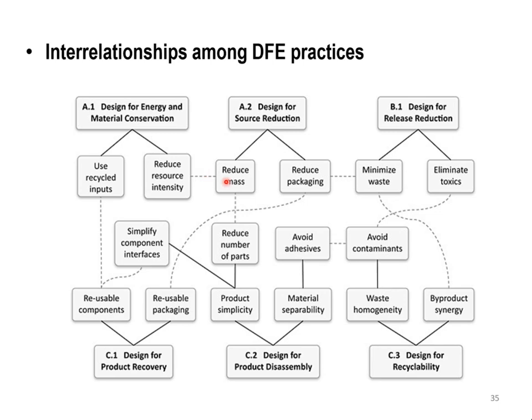So, for example, each one of these sections is going to be linked to the others in one way or another. Like, for example, the A1 is going to be about the use of recycled input and the reduction of the resource intensity. So the use of recycled input can be simply linked to design for the product recovery by choosing a reusable component. We can simply use the recycled one in the design for the energy and the material conservation. And this is simply going to be linked to the simplified component interface. And this will be a part of the product simplicity, which is going to be a part of the design for the product disassembly.